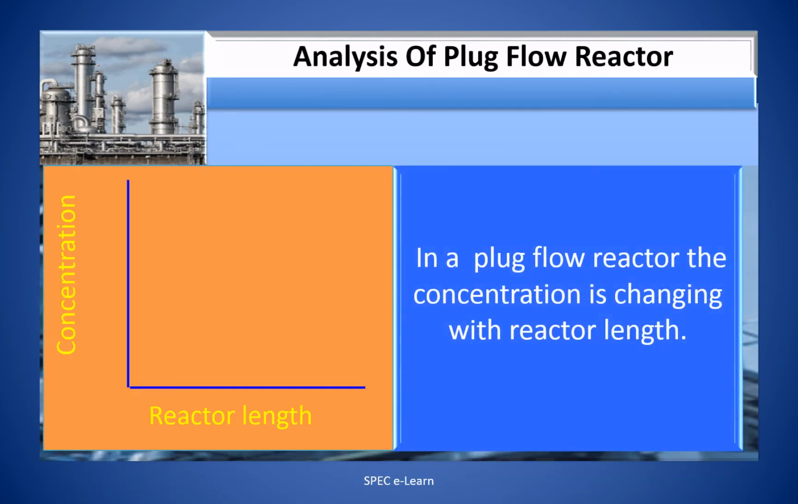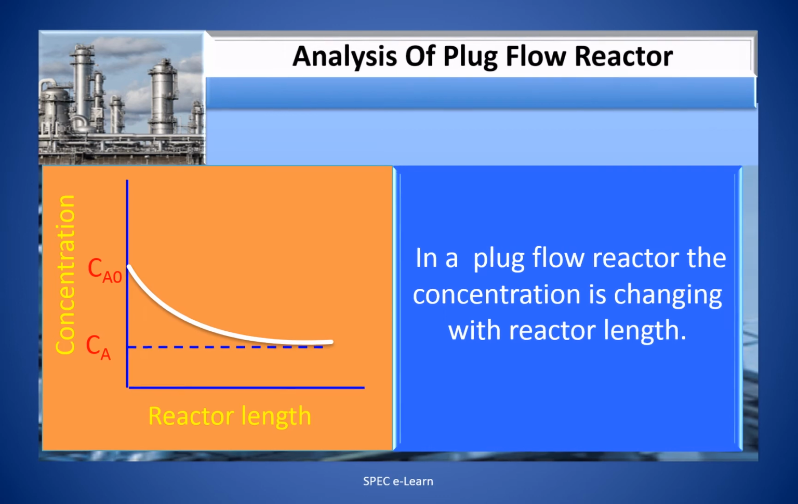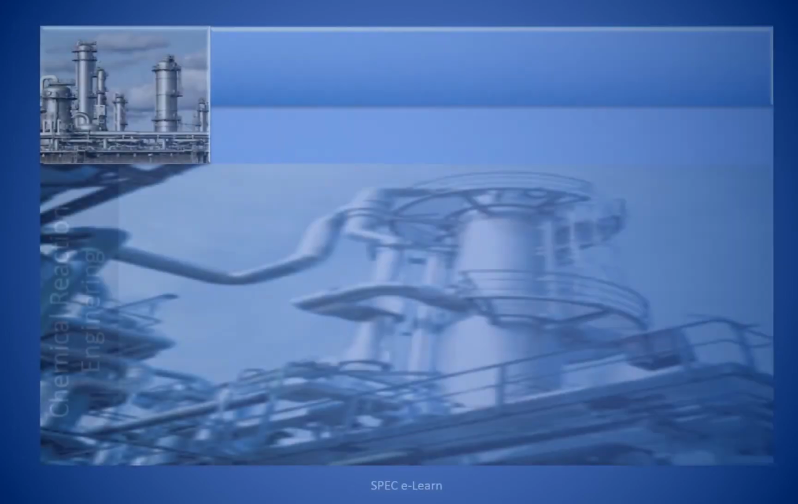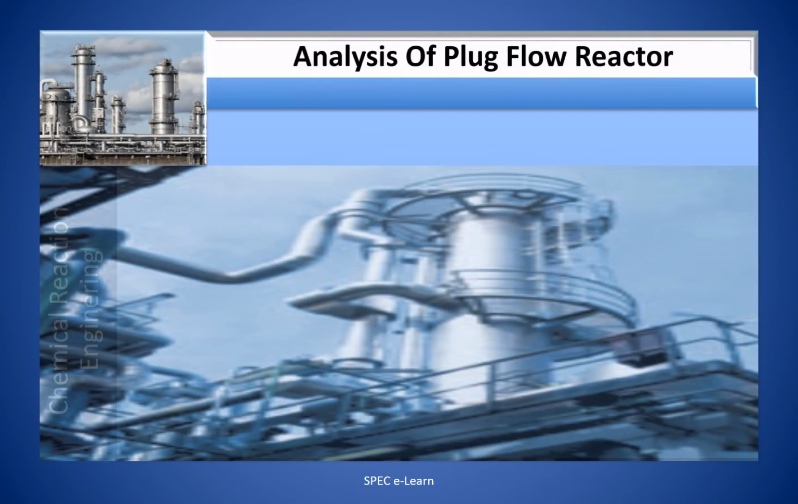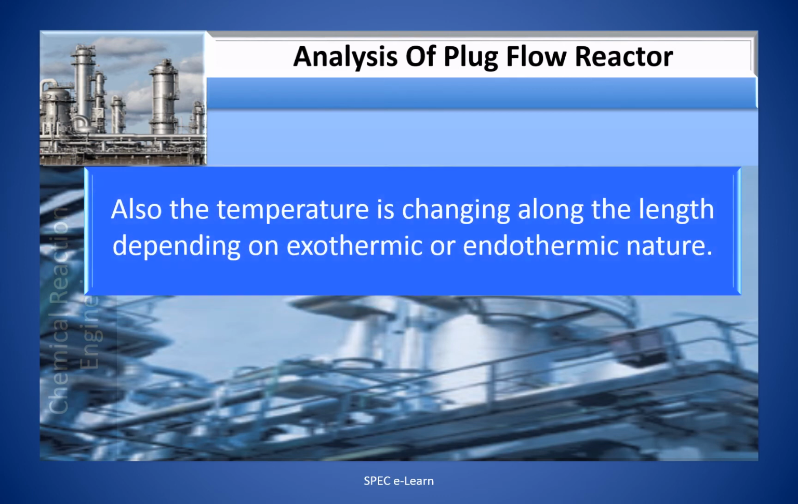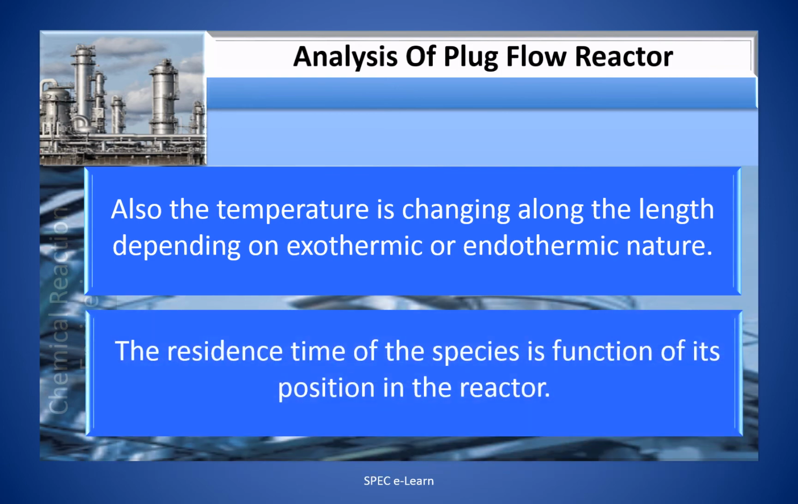As illustrated in the figure on the left, in a plug flow reactor, the concentration is changing with the reactor length. Note, from the initial concentration, Ca naught, it decreases to Ca at the end of the reactor. Also, the temperature is changing along the length, depending on whether the reaction is exothermic or endothermic in nature. The residence time of the species is a function of its position in the reactor.